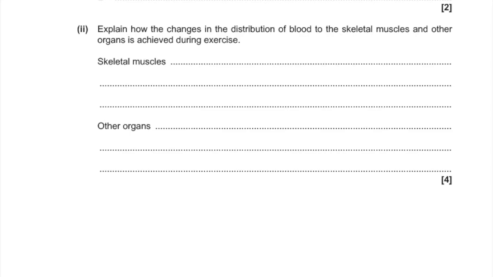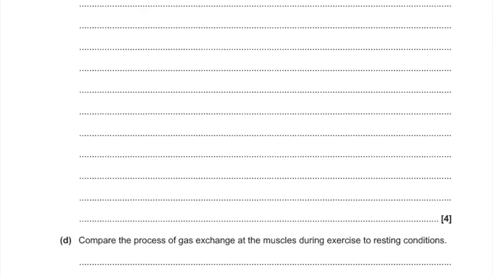So the distribution of blood occurs. What we're talking about there is the vascular shunt mechanism. So we need vasodilation, vasoconstriction. When we're talking, if we use those terms in the skeletal muscle, we don't just talk about that. We also describe the opposite happening at the other organs. We describe the whole process at both sites. So it's really important we do that.